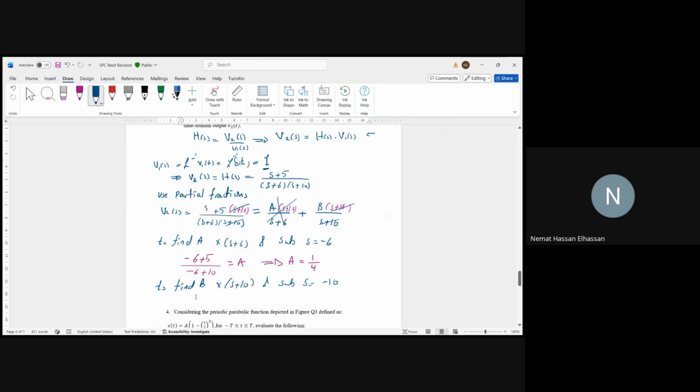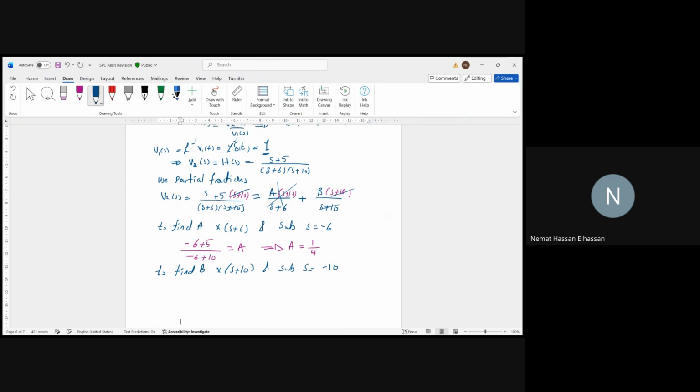And that gives me that the left-hand side of the equation with s equals minus 10 will be minus 10 plus 5 over minus 10 plus 6. And on the right-hand side of the equation, I'll only have B, which means that B is equal to minus 10 plus 5 is minus 5, minus 10 plus 6 is minus 4. So 5 over 4. So these are the values of A and B.